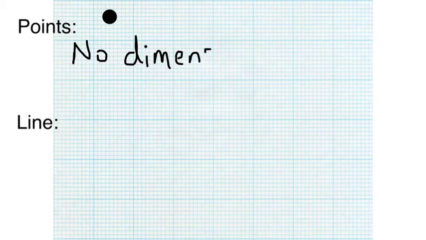A point, obviously pretty self-explanatory as to what that would look like. There's our point. With a point, it's technically defined as having no dimension, and it's just represented with a single dot.